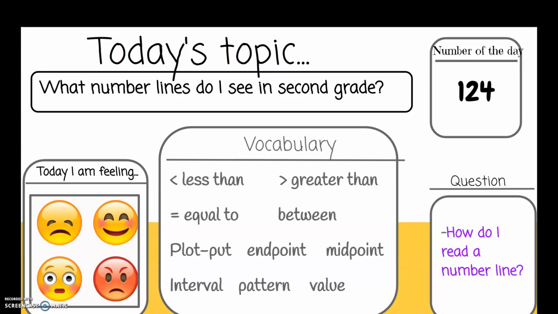Okay, so today's topic is what number lines do I see in second grade? Like yesterday, you probably saw this one, but I added some practice in the video to go slower. The number of the day is still 124. Our vocabulary is less than, greater than, equal to, between, like a sandwich between two things, plot, put, endpoint, midpoint in the middle, interval, how much it goes by, pattern, value. So our question of the day is still, how do I read a number line?